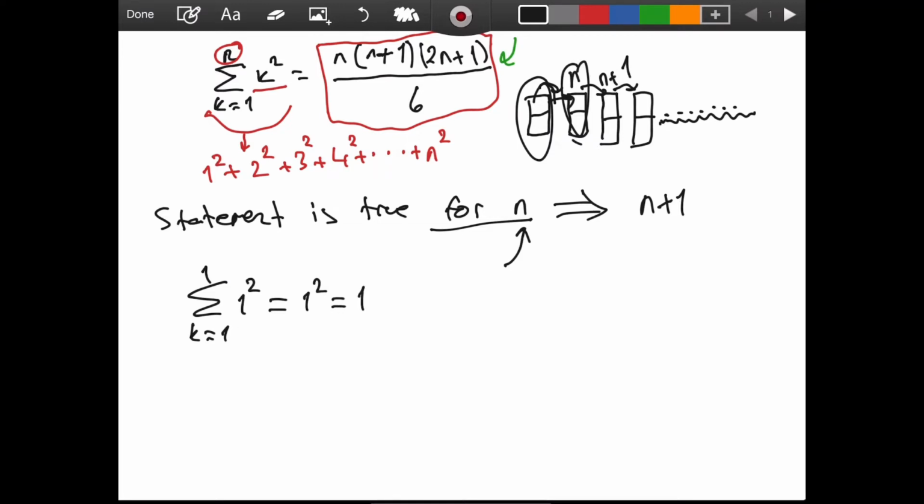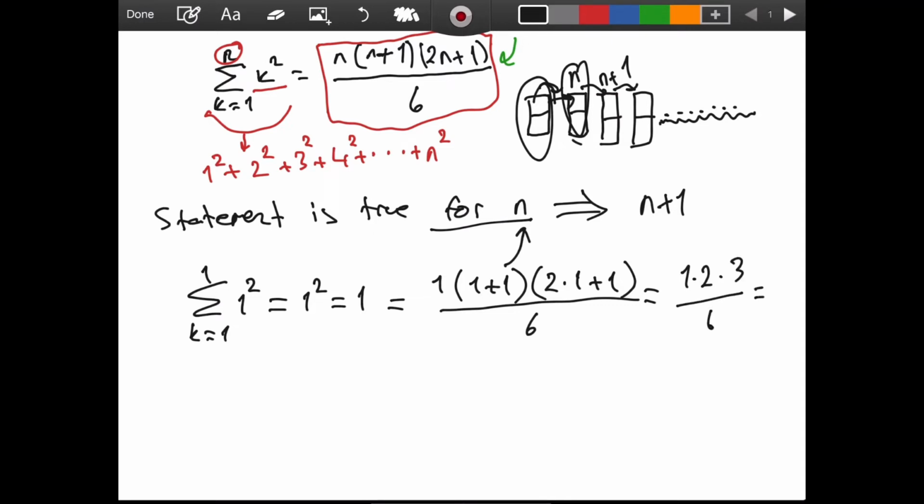And what does the formula tell us? Well, the formula tells us to substitute for n. In this case, we have 1, then we have 1 plus 1. Then for the last factor, we have 2 times 1 plus 1, all divided by 6. So we have 1 times 2 times 3 divided by 6, which is, of course, equal to 1. So it appears that our formula works for the case where n is equal to 1.